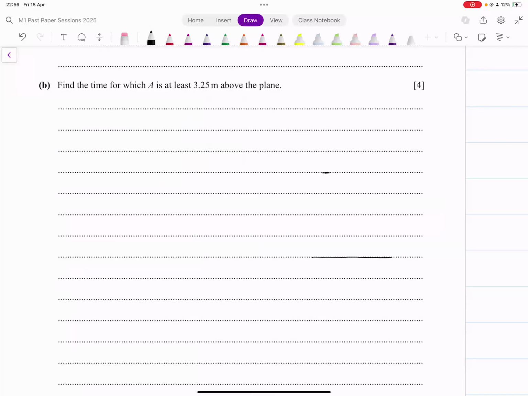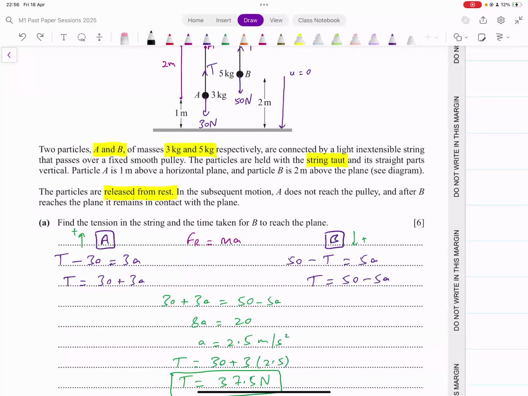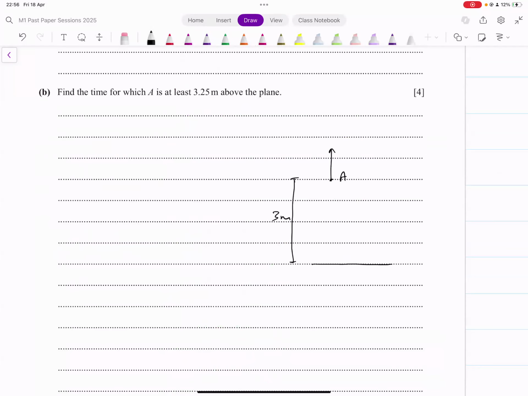Such that its height from the ground, its height from the plane, has to be 3.25. It becomes equal to 3.25. From the starting point, how much more does it have to travel in the upwards direction? 0.25 meters. 3 meters is already done. It has to go 0.25 meters more.